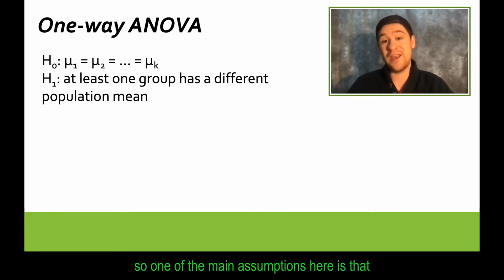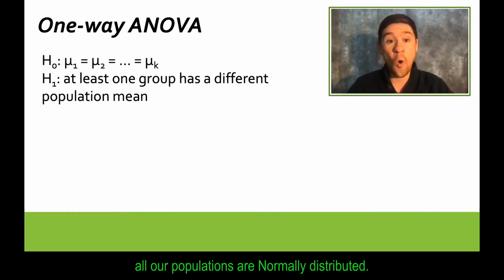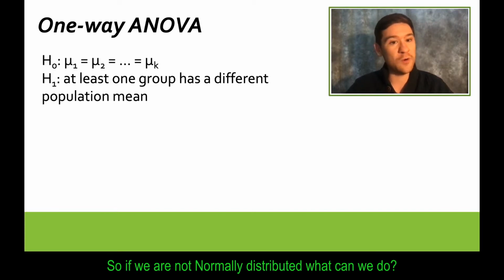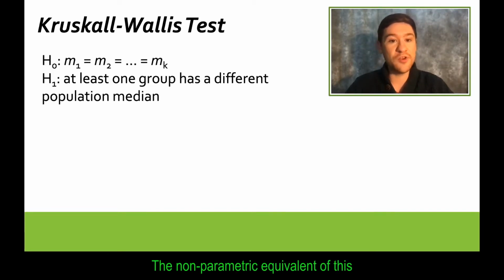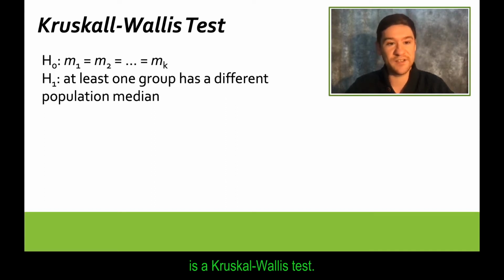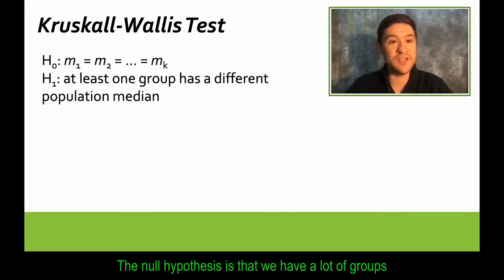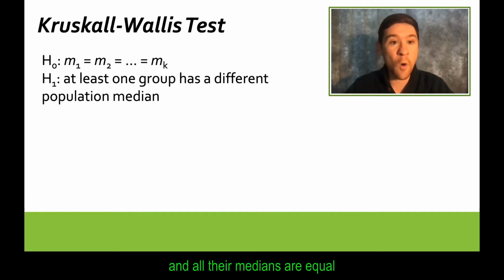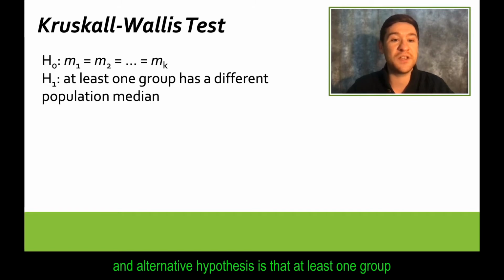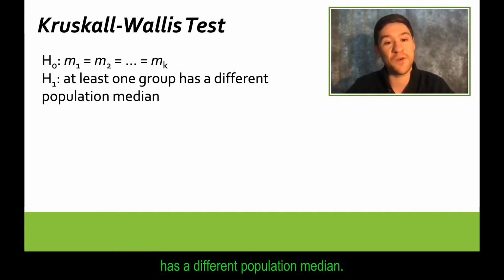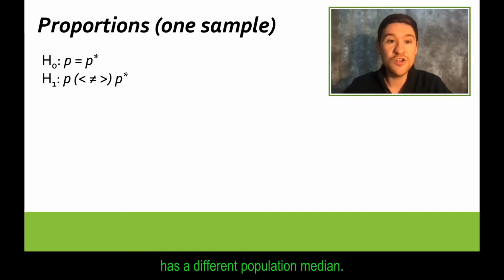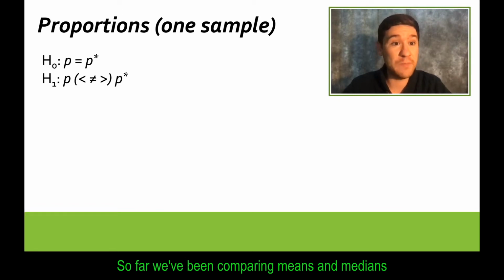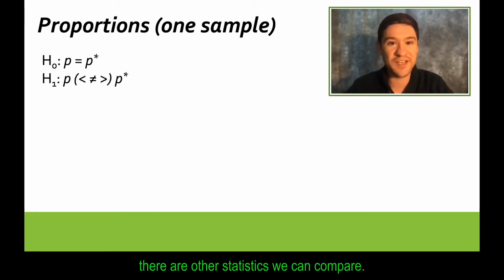This deals with means, so it's a parametric test. So one of the main assumptions here is that all our populations are normally distributed. So if we are not normally distributed, what can we do? The non-parametric equivalent of this is a Kruskal-Wallis test. The null hypothesis is that we have a lot of groups and all their medians are equal, and the alternative hypothesis is that at least one group has a different population median.